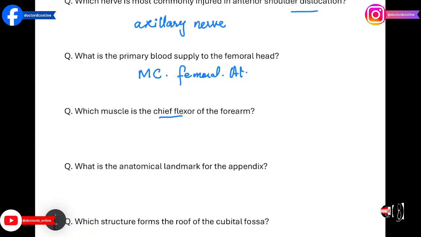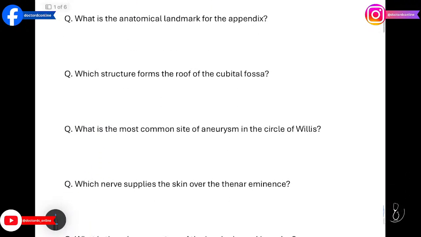The next question is, which muscle is the strongest flexor of the forearm? And the answer is brachialis. It lies deep to the biceps brachii and is the primary flexor at the elbow joint.